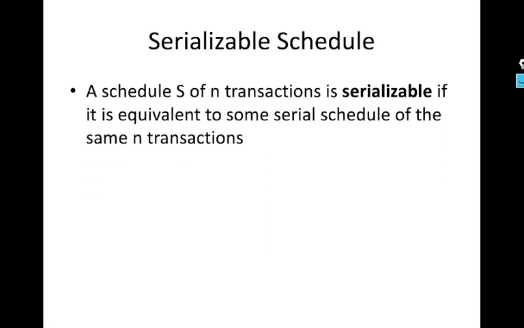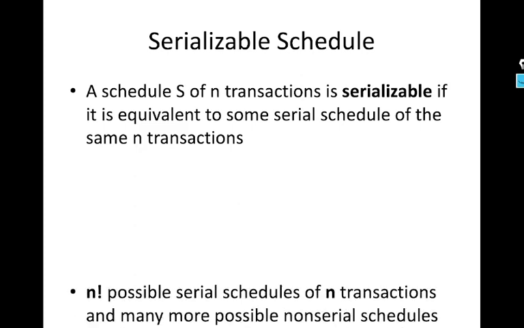So, serializable schedule. We will define what a serializable schedule is here. A schedule S of n transactions is serializable if it is equivalent to some serial schedule of the same n transactions. So if there are n transactions and some non-serial schedule, we have to check whether that non-serial schedule is equivalent to some serial schedule.